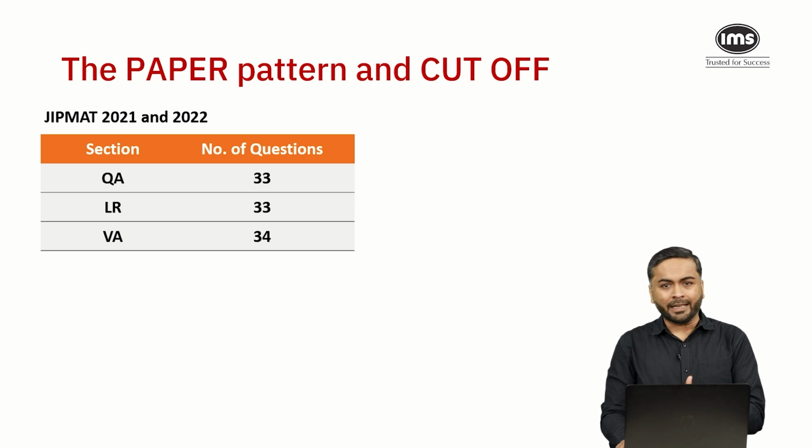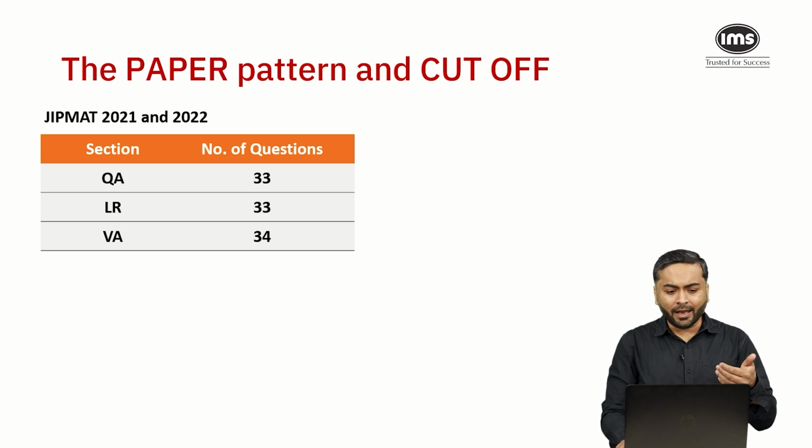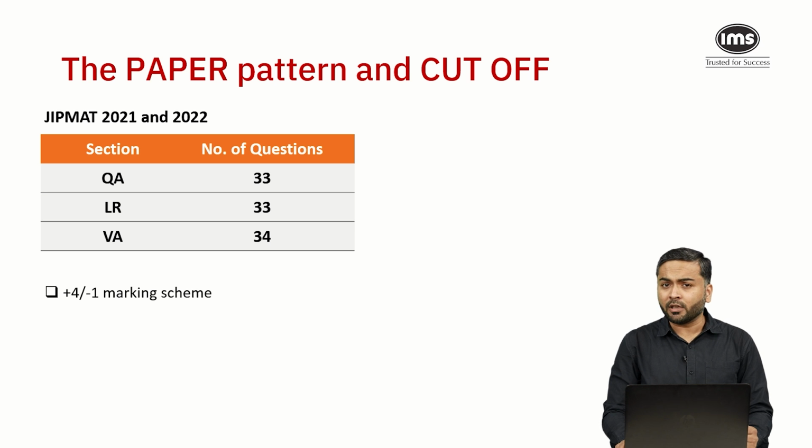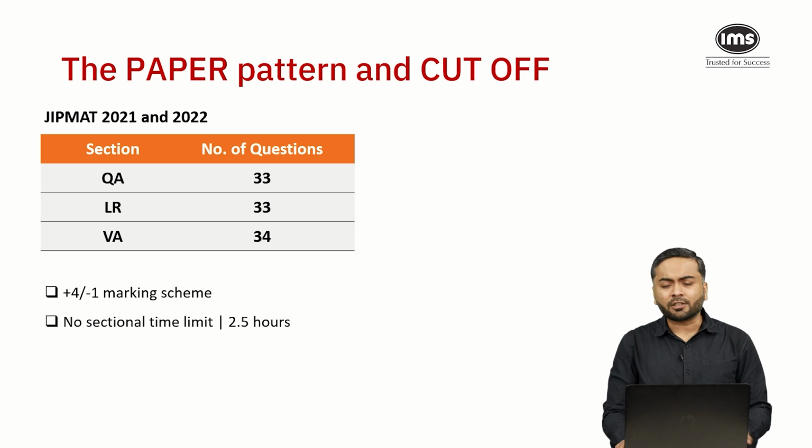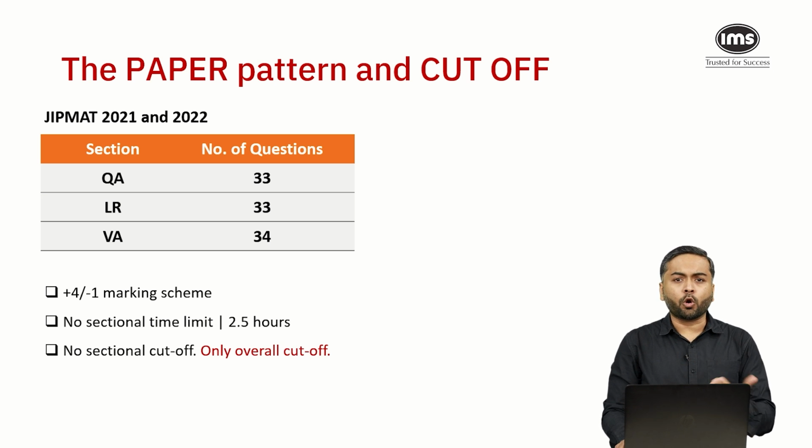pattern was the same. It had three sections: QA, that is quantitative ability, LR, that is logical reasoning, and VA, that is verbal ability. QA and LR had 33 questions each, verbal ability had 34 questions. The marking scheme goes this way: it is +4 for every correct answer and -1 for every incorrect answer. There is no sectional time limit, and a total of 2.5 hours, that is 150 minutes, has been allotted to attempt this paper. There is no sectional cutoff, there is only an overall cutoff.